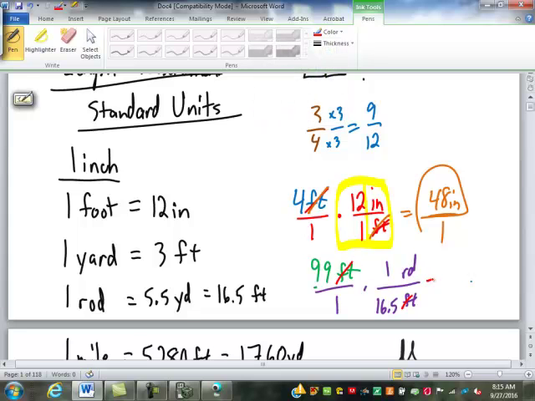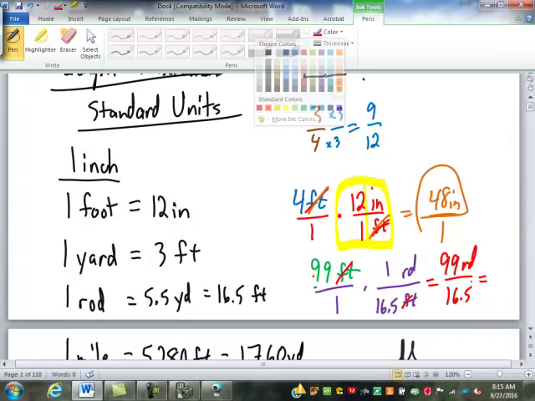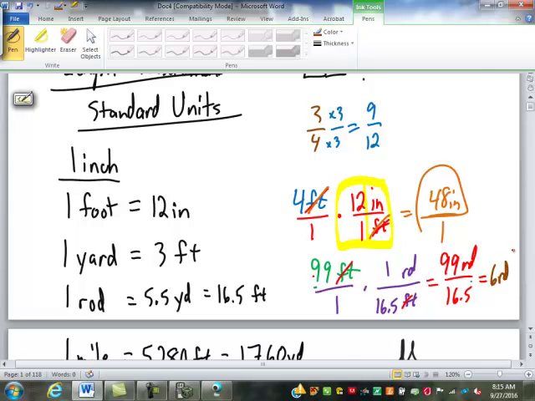So the feet cross cancel out. 99 times 1 rod is 99 rods. 1 times 16.5 is 16.5. We divide that out. 99 divided by 16.5 is 6. So 99 feet is 6 rods.